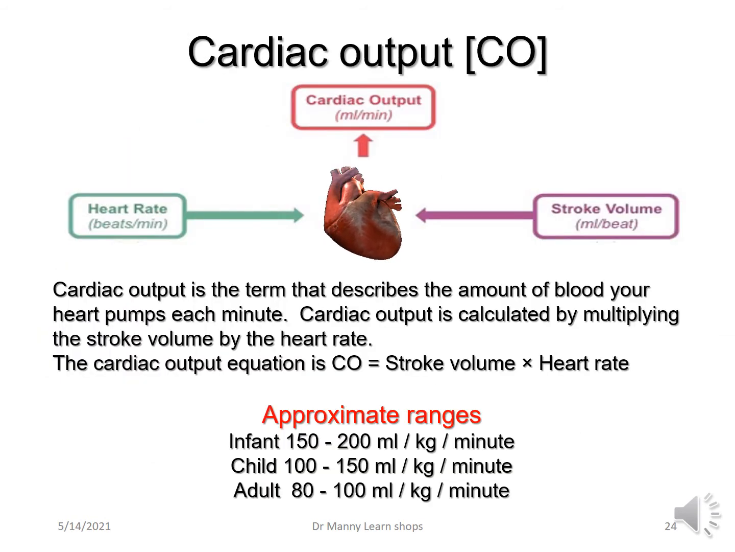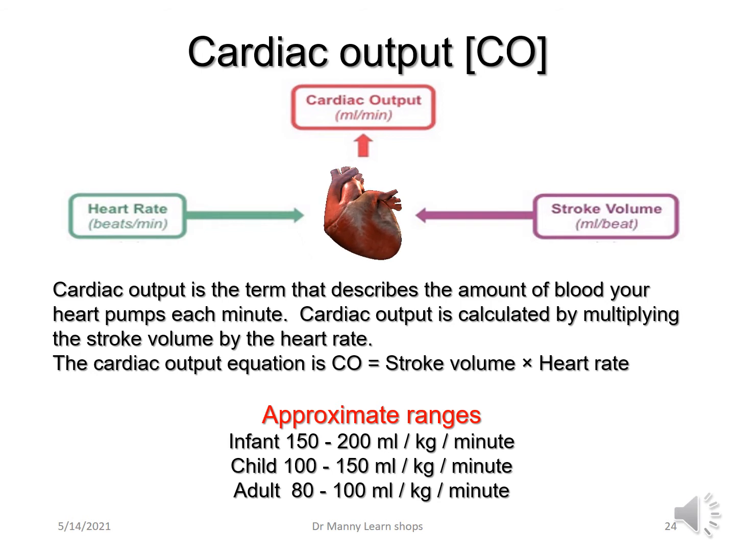Now let's review cardiac output. Cardiac output is a term that describes the amount of blood that your heart pumps with each beat every minute. The cardiac output, medically calculated, is the stroke volume multiplied by the heart rate. So the cardiac output equation is: cardiac output equals stroke volume times heart rate.